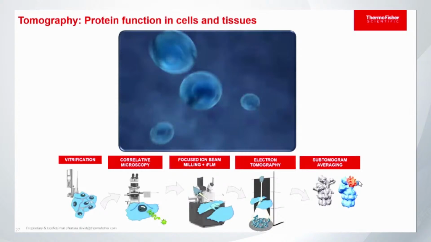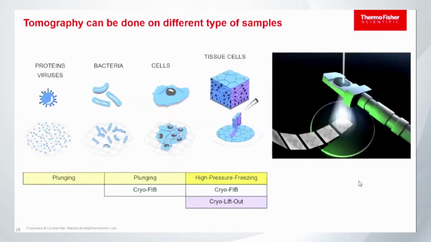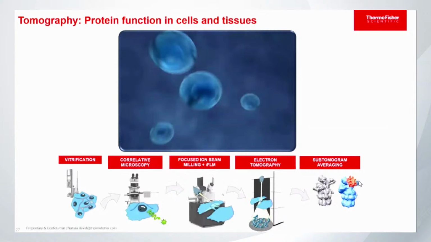So the first thing you need to do is grow the cells on the grid, okay? And that can be tricky. Depending on the cells you are working with, it can be HeLa cells, bacteria, whatever you want to work with. For example, neurons can be very tricky to grow on the grid. So that can be the bottleneck part. As I said before, for single particle analysis, the bottleneck is still sample prep. Here it is the same case, and it's even more complicated because you are working with cells or tissues.